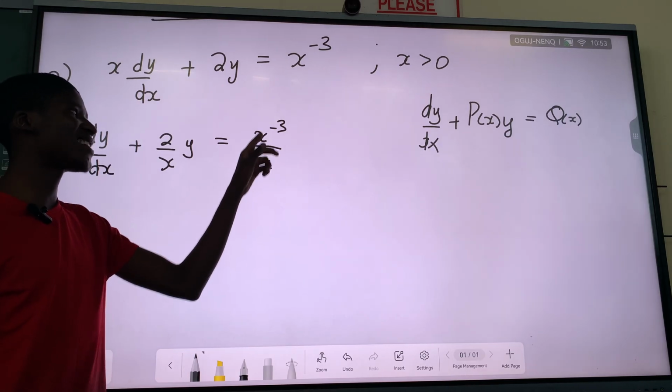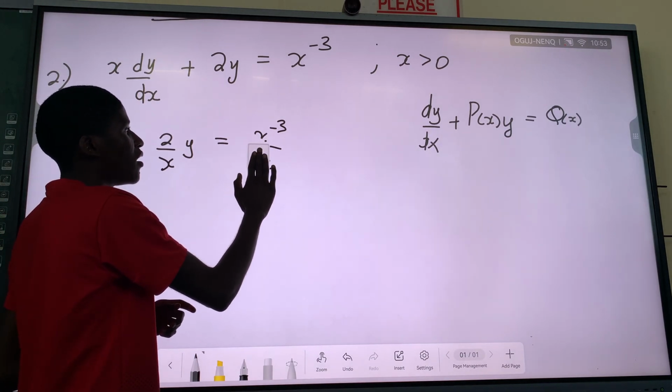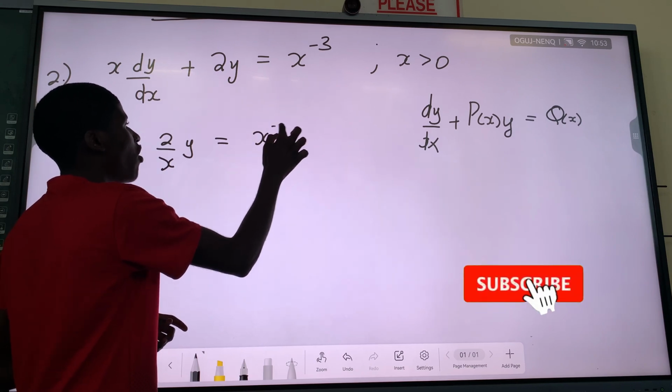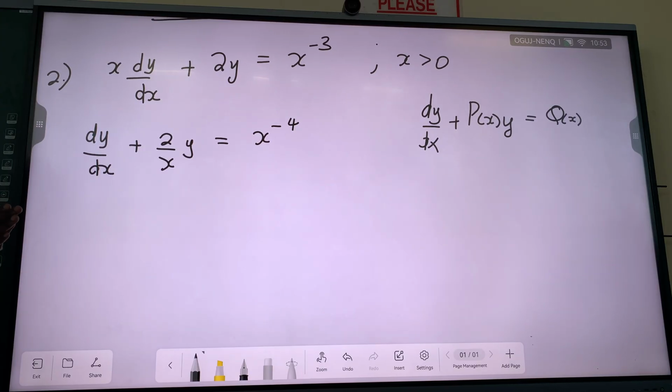If you divide by x here, you get x to the power minus 4. So this is x to the power of minus 4. There it is. So now we have put it into the form that we want. Here is the format that we want. Do you see the format that we need to achieve here?